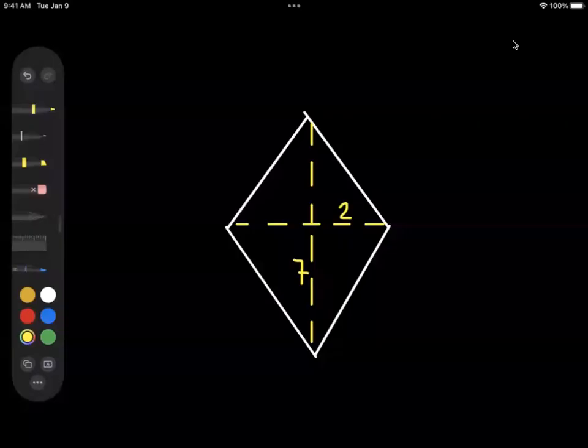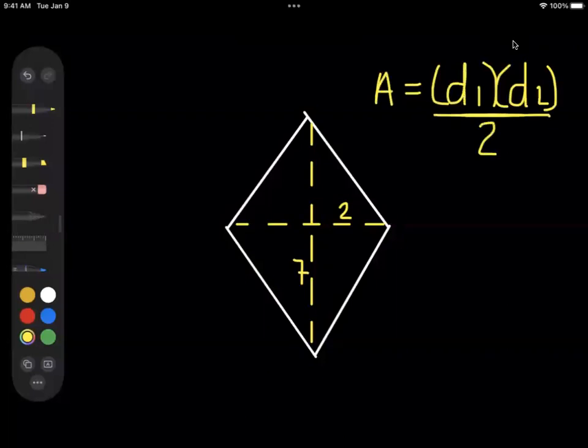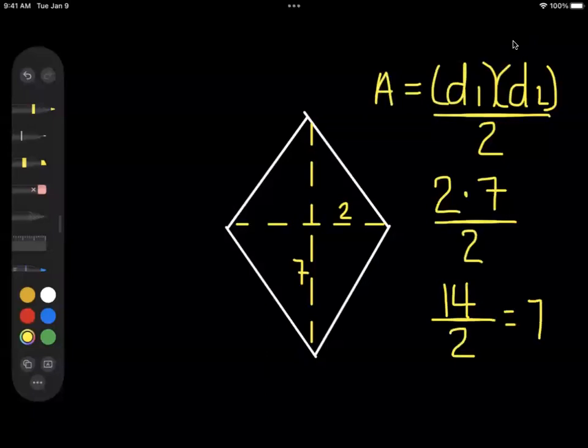Okay, here is another example. We need to find the area of this rhombus, and this rhombus has diagonals of 2 and 7 cutting across it. So remember that the area is equal to diagonal 1 times diagonal 2, and then divided by 2. So I'm going to substitute in the numbers that I have. First diagonal is 2. Second diagonal is 7. And then I'm going to divide that by 2, or half of that. 2 times 7 is 14. So 14 divided by 2 is equal to 7. So that means the area of this rhombus is 7 square units.